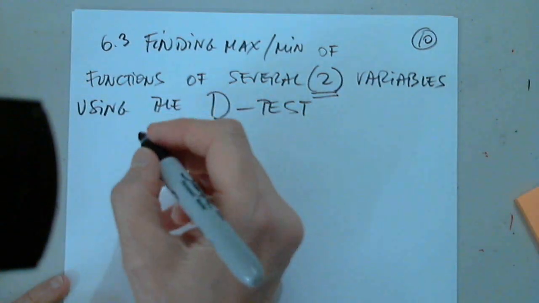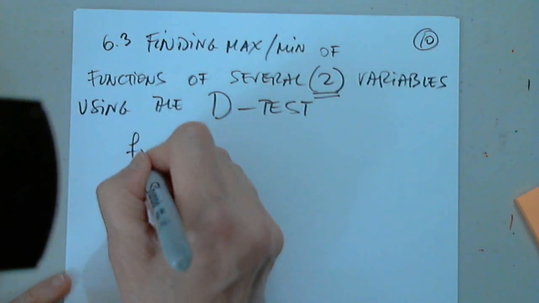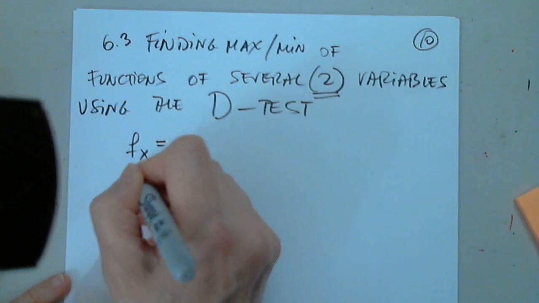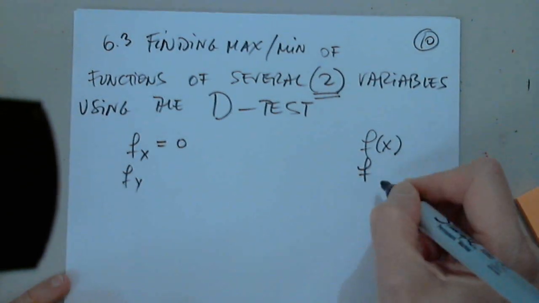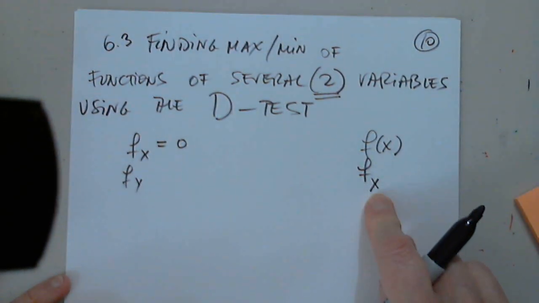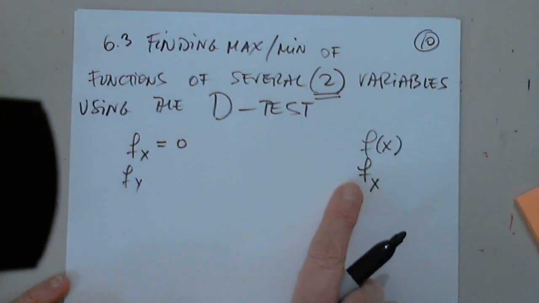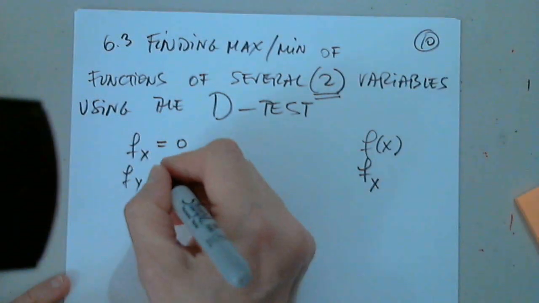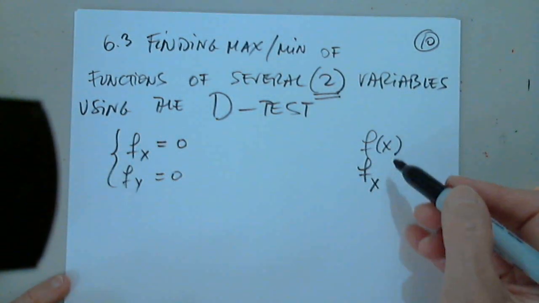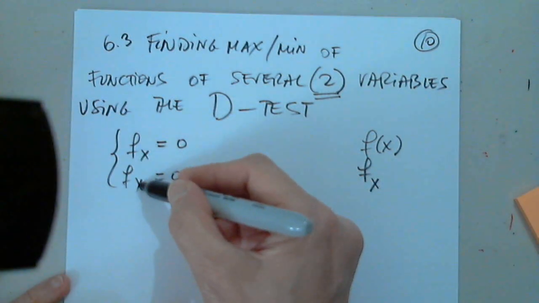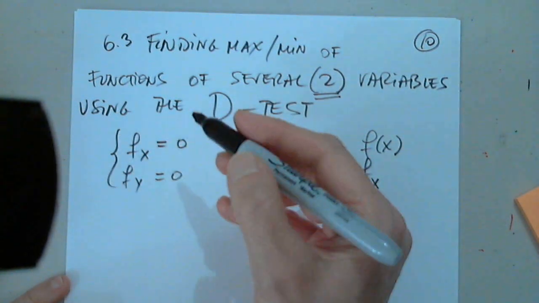So for the D-test, we have to solve the equation f_x = 0. Notice that this is not f(x). This is f with subscript x. These are two different things. This is a function, and this is the partial of f with respect to x. So first, we are going to determine f_x and f_y, not f of x or f of y. We set them equal to 0 and create a system.